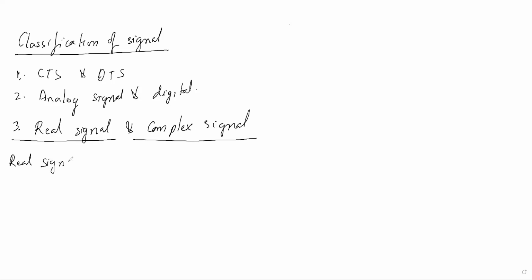Real signal means which contains values or parameters of only real numbers. Okay, there will be no j term or i term. Only the real part will be there in the signal. There will be no j or i term. So you can say like that.